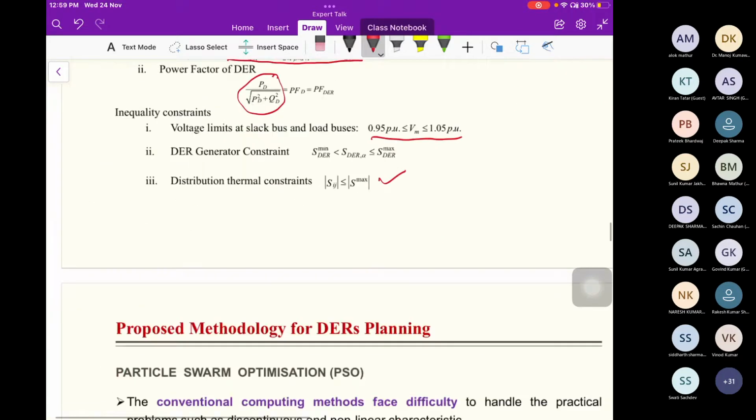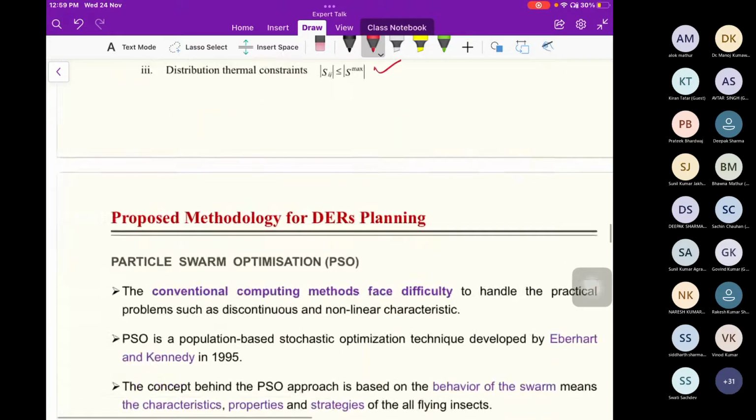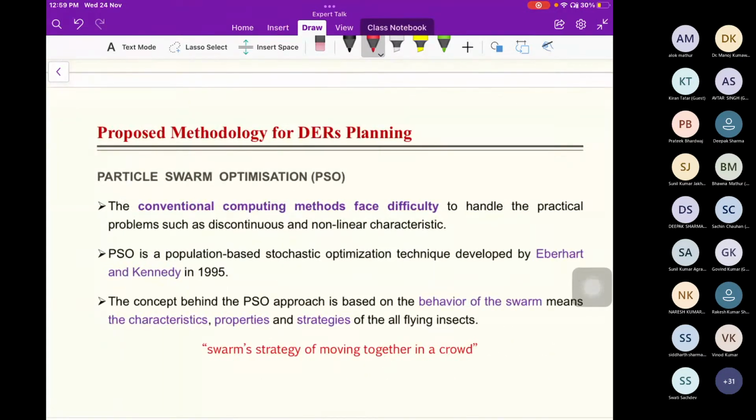And the proposed methodology, that means the particle swarm optimization algorithm. So how does the particle swarm optimization give the best solution? It gives the solution according to our strategy. So first of all, I will explain the particle swarm optimization.